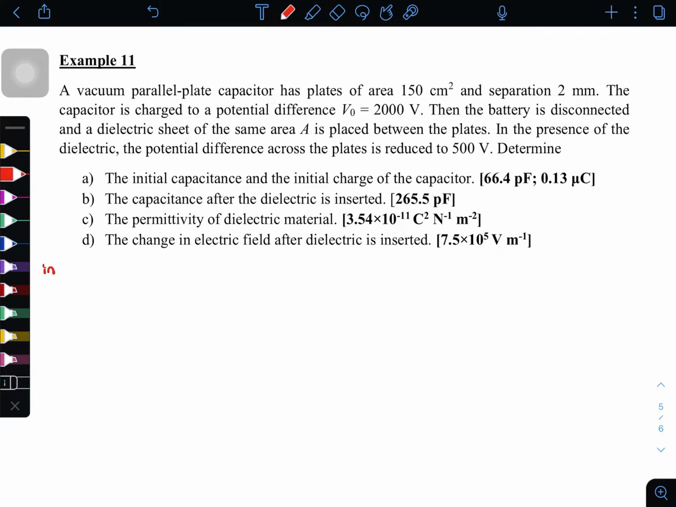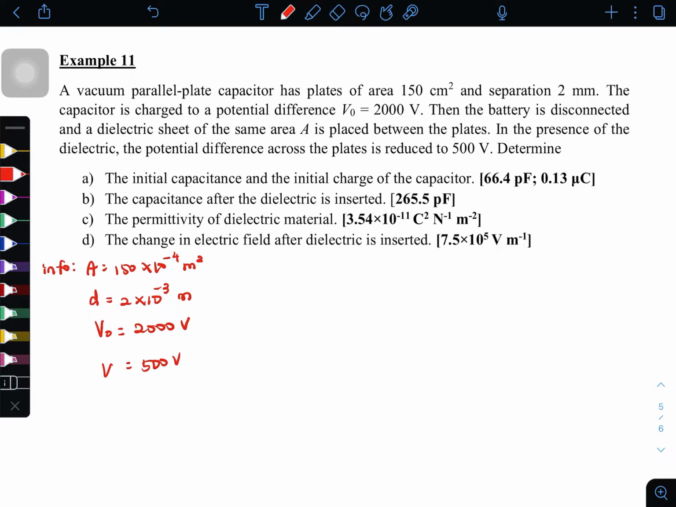Okay, now we go to the first one. We take out all the info. So, info yang ada, kita tahu areanya ialah 100 exponent negative 4 meter square. And we have the distance 2 exponent negative 3 meter. We have the initial voltage 2000 volt. And we have V is equals to 500 volt.